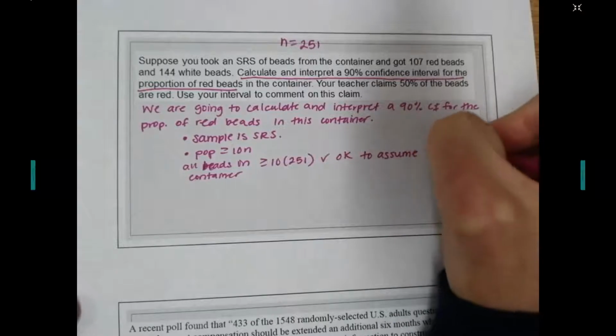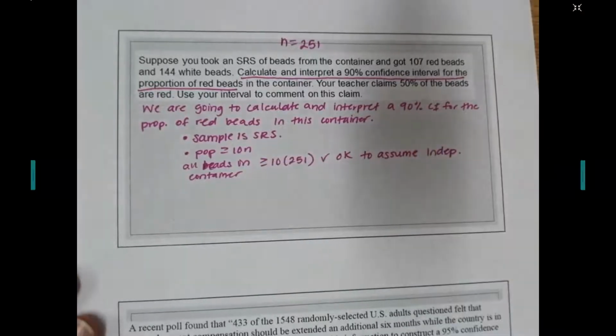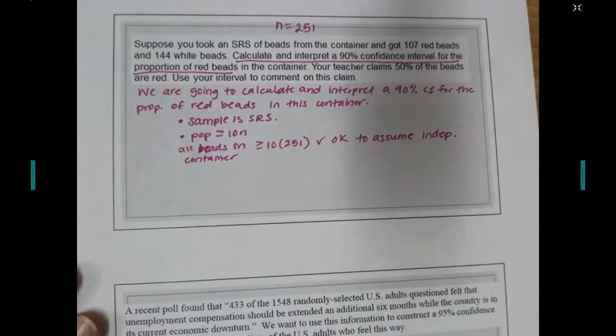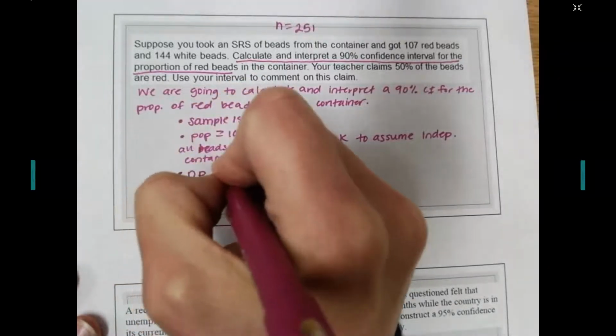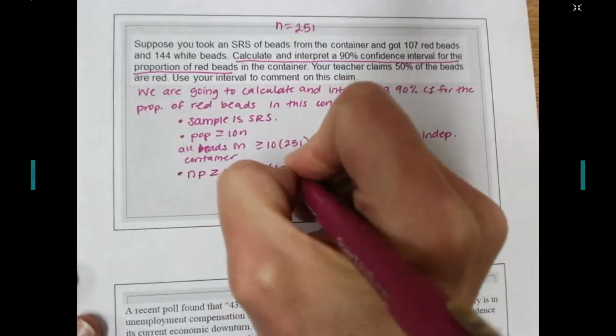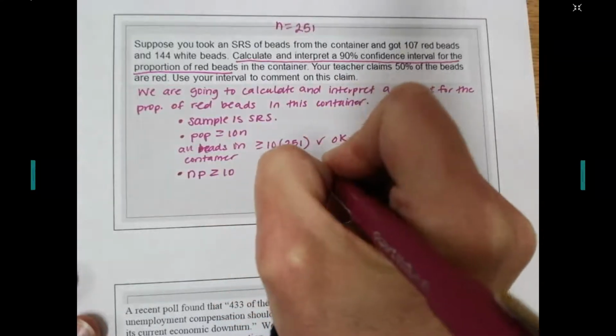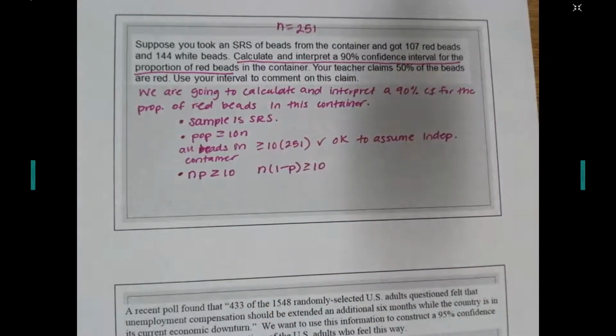Okay, and then the last condition we need to check is we need to make sure that we can assume normality and check for normality when it's proportions. N times P needs to be greater than or equal to 10, and N times 1 minus P needs to be greater than or equal to 10. Okay, well, I don't know the true proportion. I have a claim, but I don't know the true proportion.